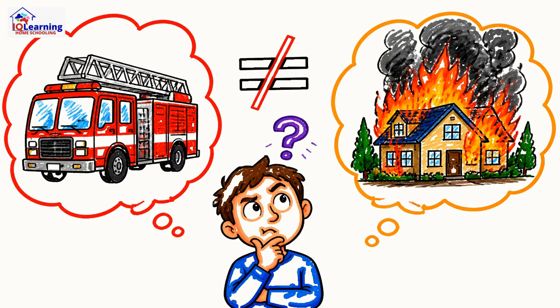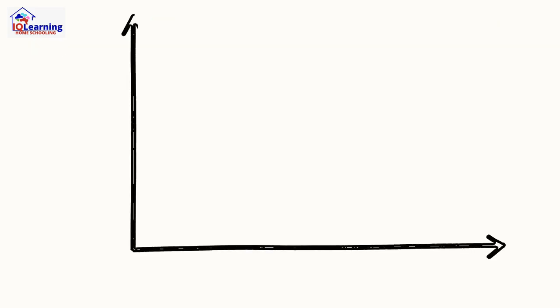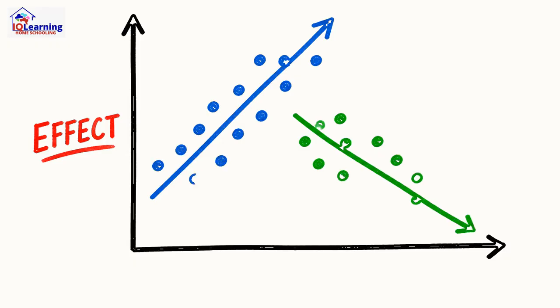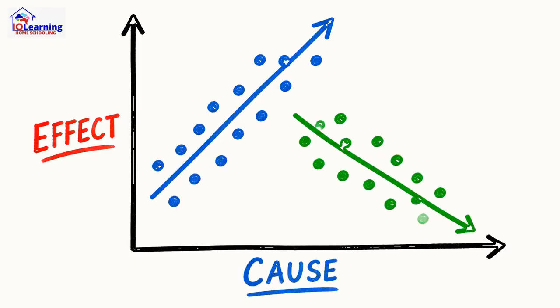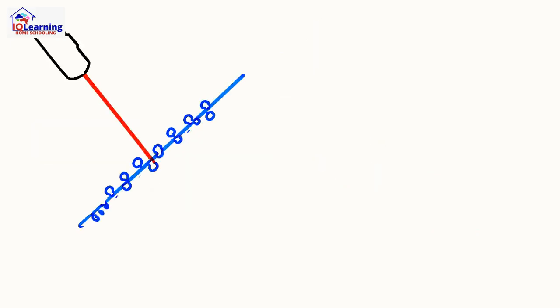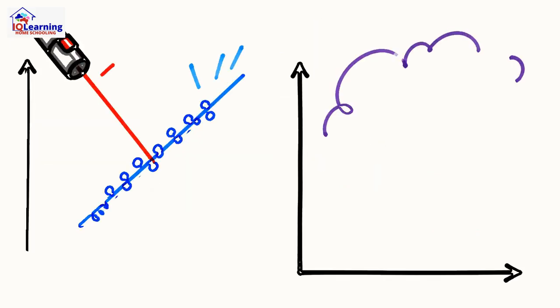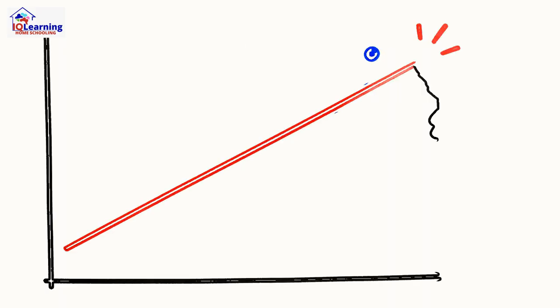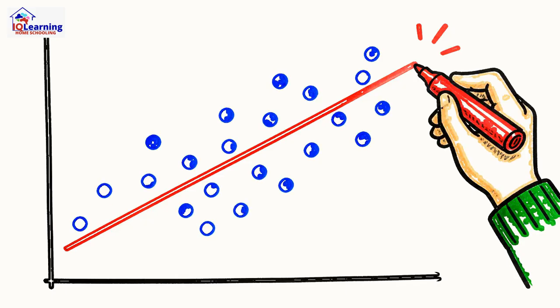what it really means. When we analyze two variables, we plot them on a scatter plot. We put the cause, the independent variable, on the horizontal axis and the effect, the dependent variable, on the vertical. Then we look at the dots. Are they trending uphill, like study hours and test scores? That's a positive correlation. Are they heading downhill, like hours of exercise and body fat percentage? That's negative. Are the dots tight like a laser beam or spread out like a loose cloud? That tells us if the relationship is strong or weak. We can even draw a line of best fit right through the middle to make predictions.